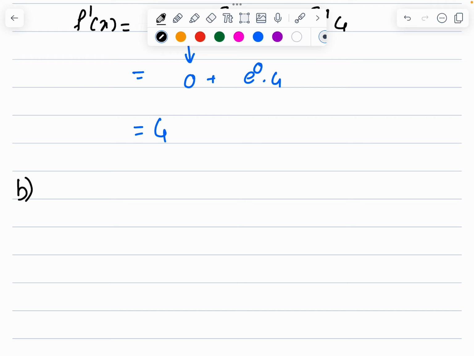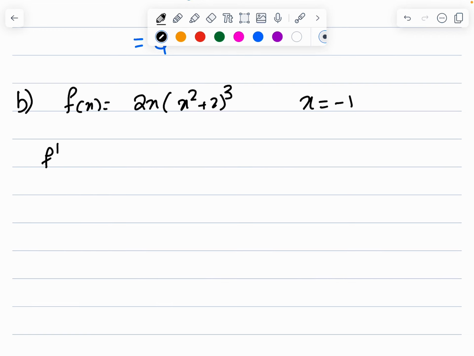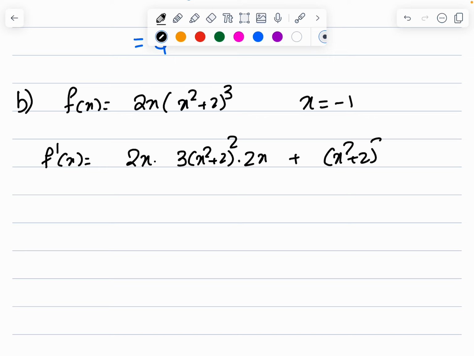So coming to part B, f of x equals 2x times x squared plus 2 whole cube at x equals negative 1. So I'm going to find f prime x. Keep 2x as it is, 3 times x squared plus 2 whole to the power of 2 times 2x, plus x squared plus 2 whole cube as it is, 2x derivative is 2. Now plug in negative 1.